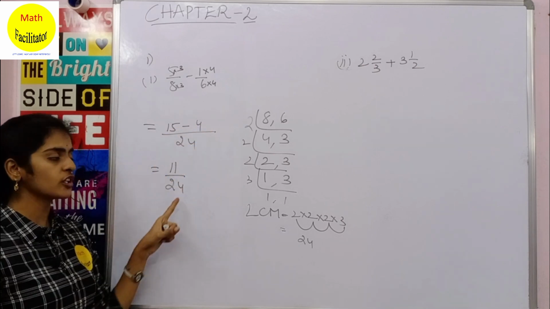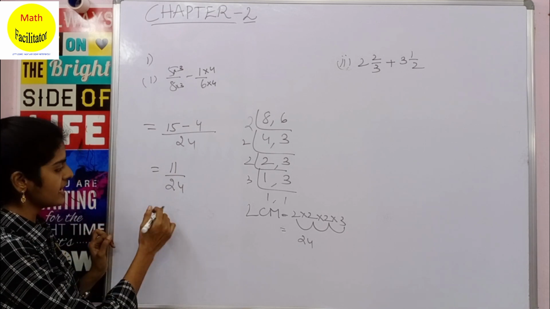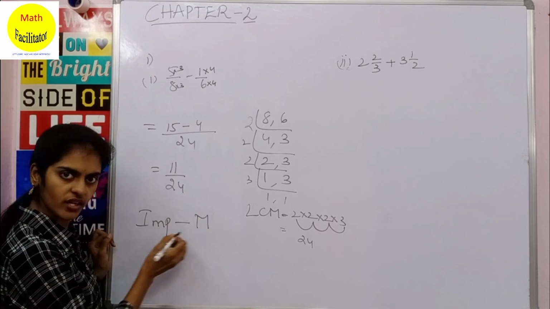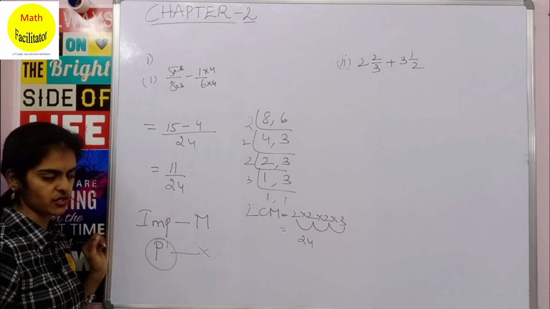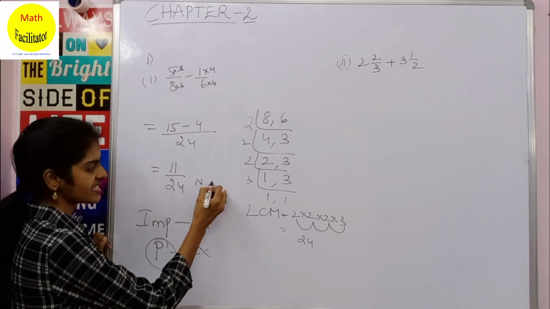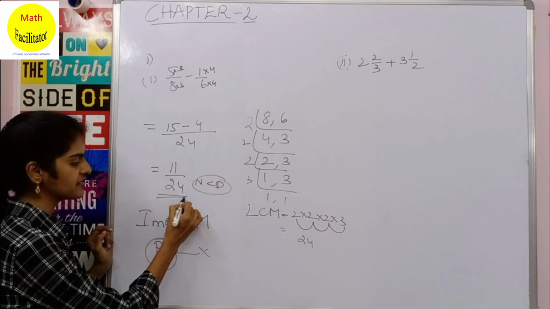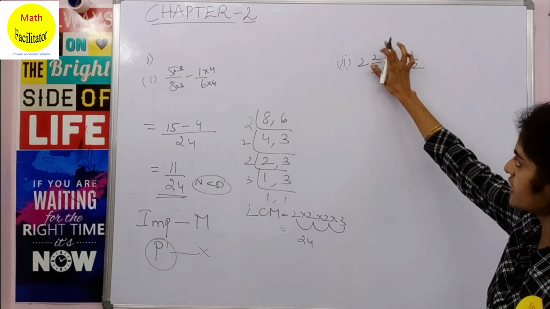Clear? Now if you want to convert this into a mixed fraction, you cannot do it. Why? Because this is a proper fraction. Only improper fractions you will convert into mixed. Proper fractions you will not convert into mixed fractions. Why? Here you can see the numerator is less than the denominator. So this is a proper fraction, so you leave the answer here. Clear? So moving on to the next sum, you have mixed fractions.